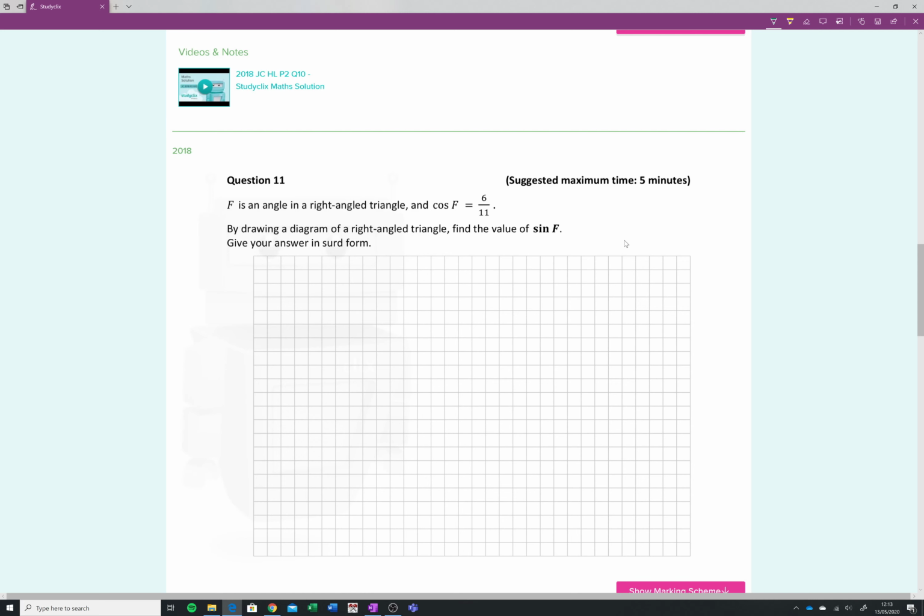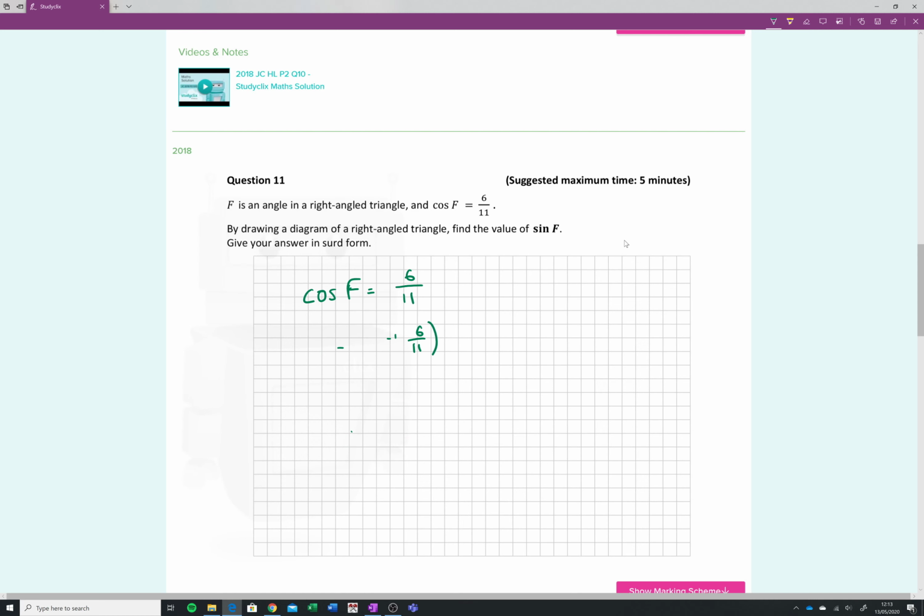Okay, one incorrect thing to do here, let me just tell you, which is really tempting, because it will get you pretty much the right answer, is to find out what f is by doing cos inverse of 6 over 11. You can find out what that is, so f will be some number of degrees, and then you just do sine of that number of degrees, and there you have it. That's not how they want you to do it though.